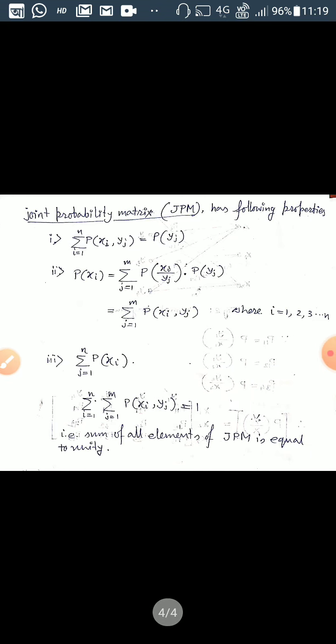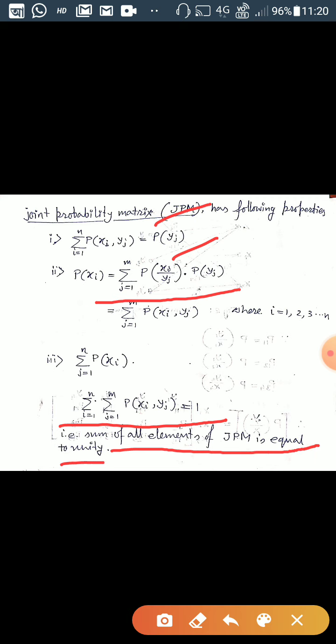Now the next topic is that the joint probability matrix, or JPM, has the following property: the summation of i equal to 1 to n of the joint probability of xi and yj should be equal to p of xi. That means if you want to get only the probability of xi, you can get the value by using that particular expression. This is so important. You just memorize this for the mathematical point of view. If you take the summation of the probability of xi, that should be equal to 1. That is, the sum of all elements of a JPM is equal to unity.